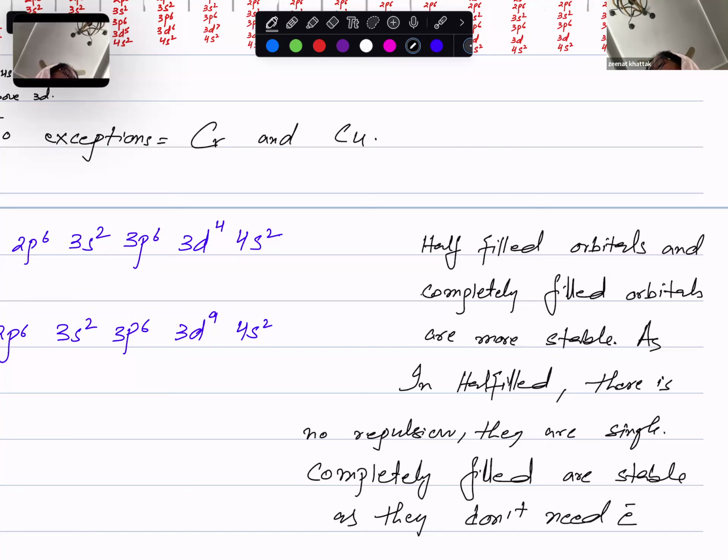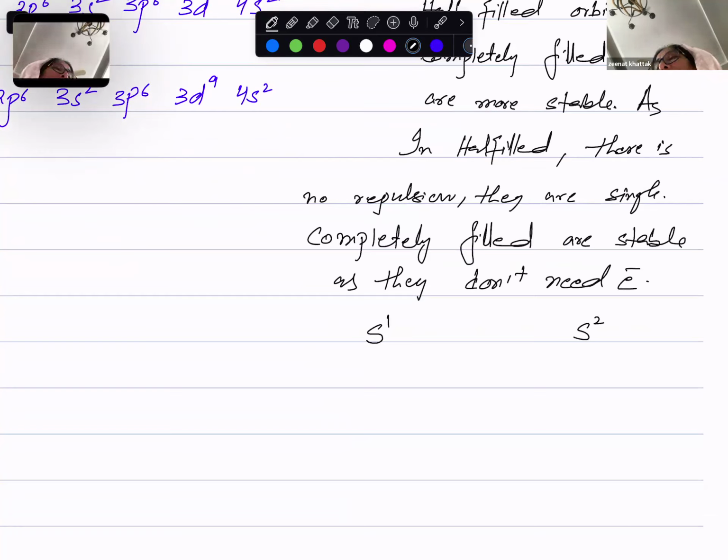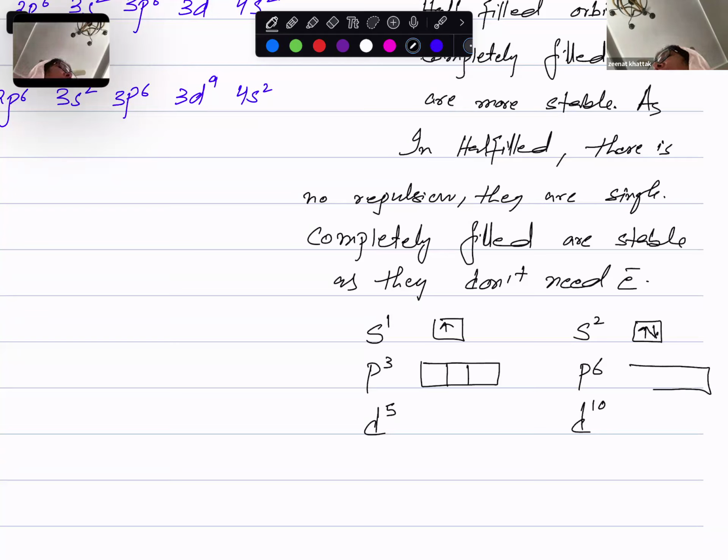Now, s1 is half filled, s2 is completely filled, p3 is half filled, and p6 is completely filled. d5 is half filled, and d10 is completely filled. Same as the case for f. So there is just one electron. And there are how many electrons? 2, completely filled. p3 and p6.